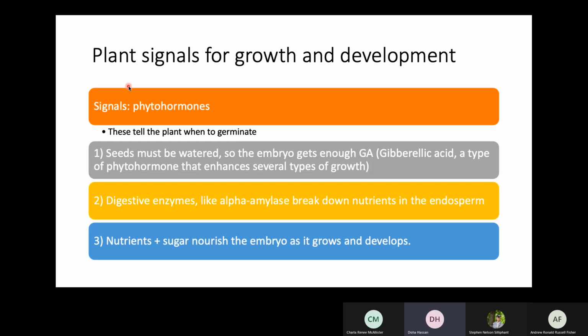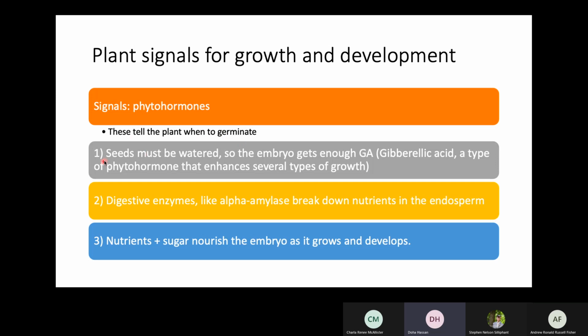So we talked a lot about animals and humans, but what about plants? How do they get signals for growth and development, and what are those signals even called? So their signaling molecules are called phytohormones. It's kind of like ours, where ours are called hormones, theirs are called phytohormones, and these can basically tell the plant when to germinate their seeds.